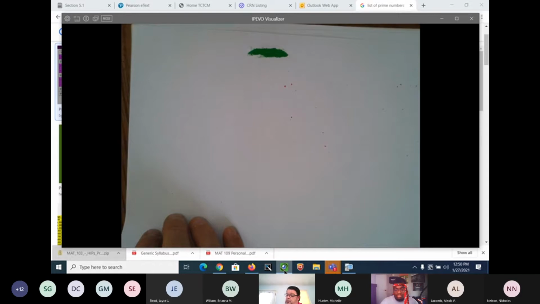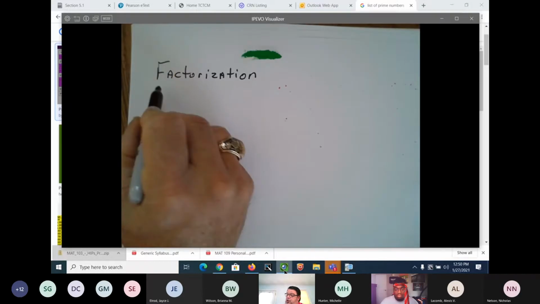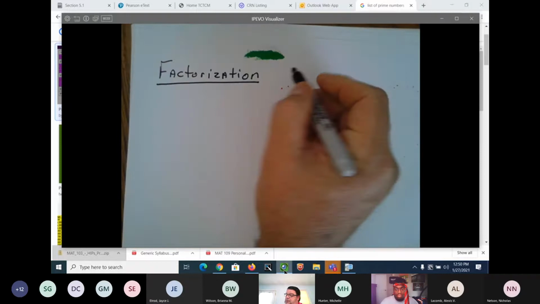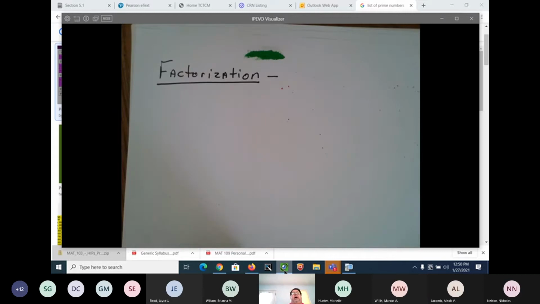Factorization. Does anybody know what the word factorization means? Anybody? Anybody want to take a stab at it? Break down into factors. Good job.